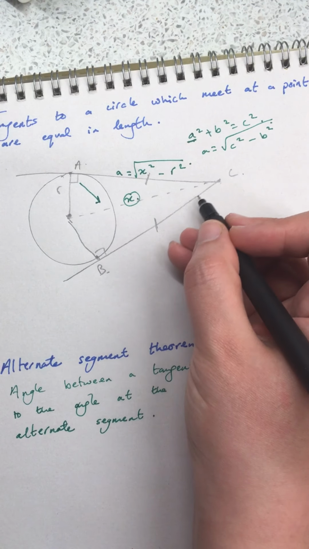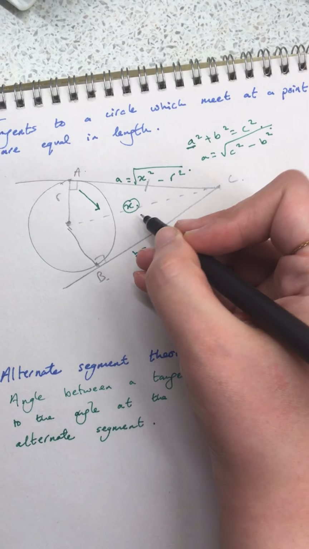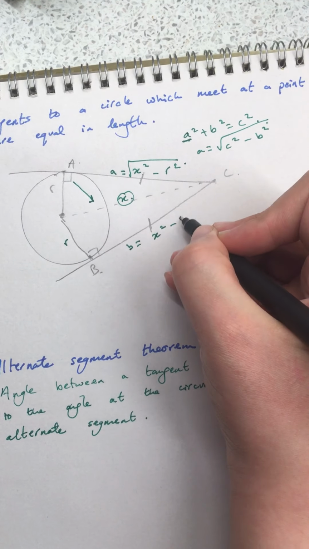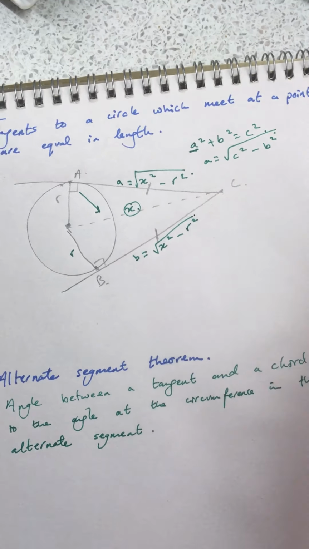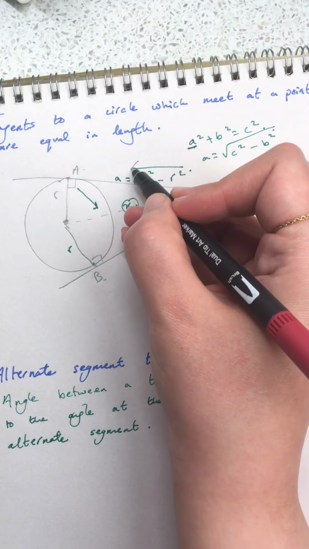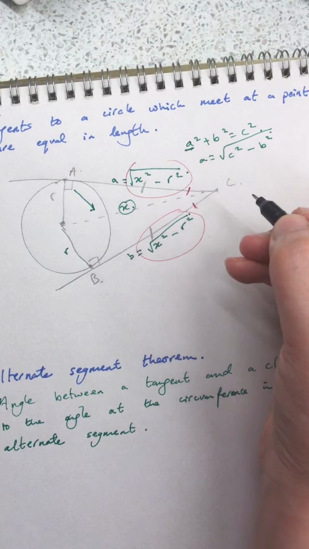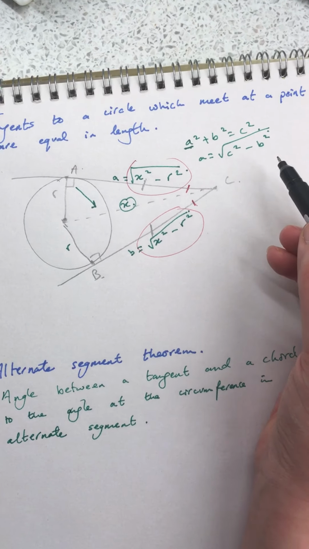I'll do the same thing here if I label this b. So the hypotenuse is x squared minus r squared, it's radius, and I square root it. Notice how these two are equal. So I've proved it. These two are equal, and therefore tangents to a circle which meet at a point are equal in length.